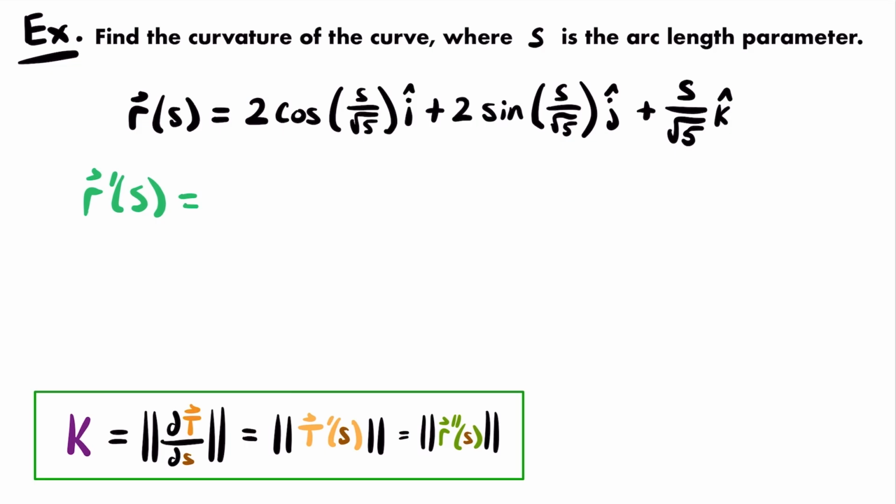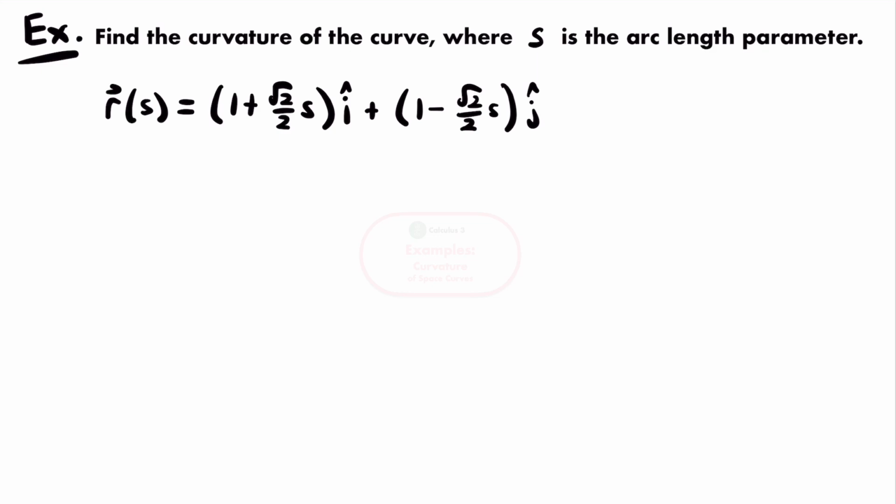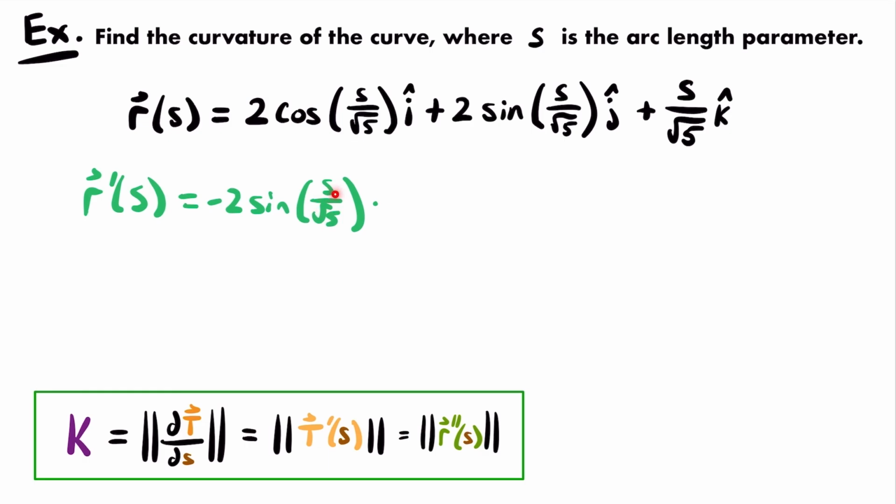We're going to take the derivative of the outside function and then multiply by the derivative of the inside function. And so the derivative of cosine is negative sine. So we get negative 2 times sine of s divided by the square root of 5. And then you want to multiply by the derivative of that inside function. The derivative of s divided by the square root of 5 is 1 divided by the square root of 5. So we're multiplying by 1 divided by the square root of 5. And don't forget that that is all multiplied by i.